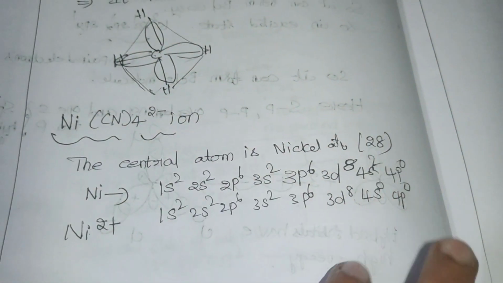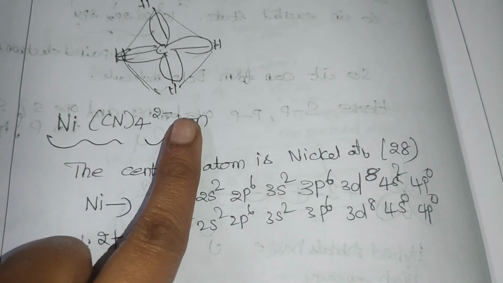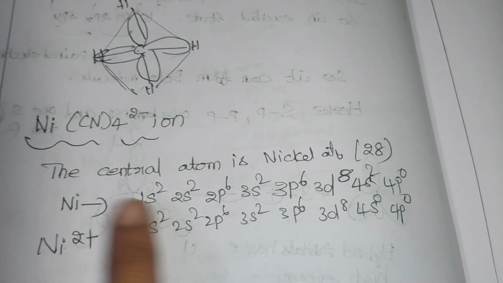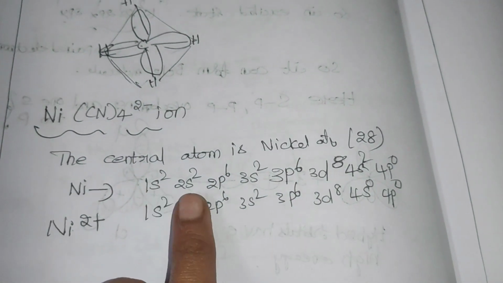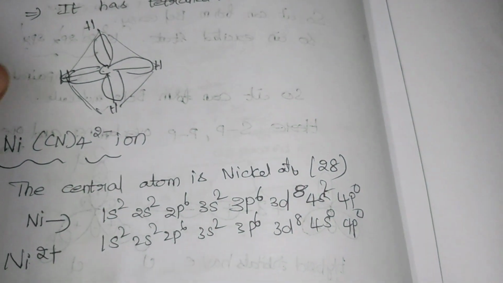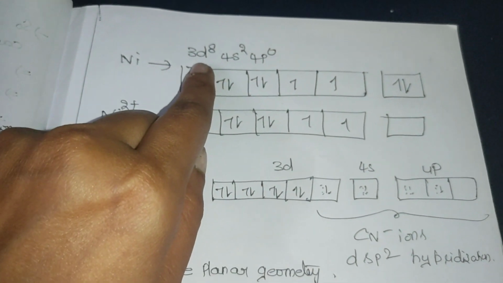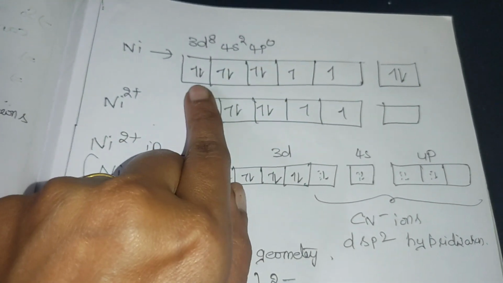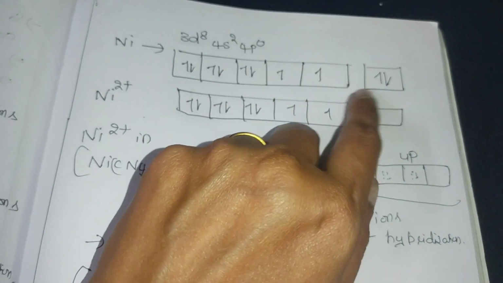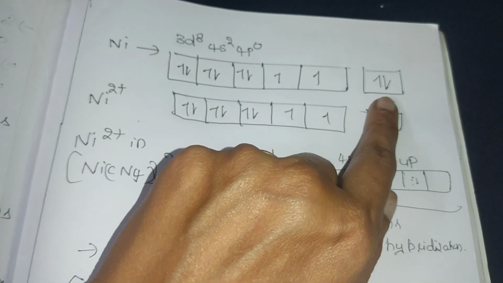And last is the Ni(CN)4 2 minus ion. The central atom is nickel, its atomic number is 28, so we write the electronic configuration: 1s2, 2s2, 2p6, 3s2, 3p6, 3d8, 4s2, 4p0. The outermost shell is 3d8, 4s2, 4p0. Here the 4s2 is completely filled.